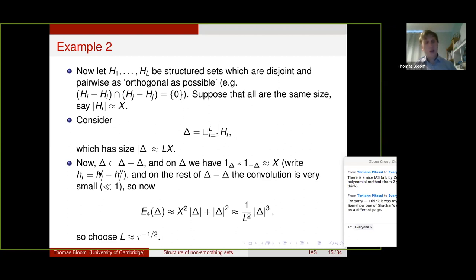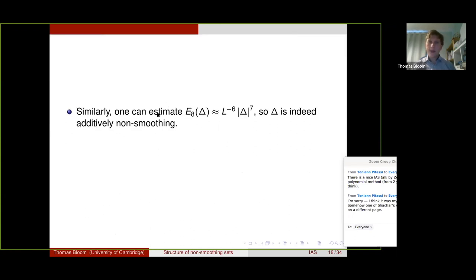So again, you can calculate the convolution. I'll skip the details, but it's, again, an instructive calculation to do. And this time it turns out that E4 of delta is roughly 1 over l squared times delta cubed. So unlike before, where I had the disjoint union of r many translates of the same h, now I'm taking the disjoint union of l many cosets, which aren't necessarily translates of the same ground set h. They could be completely different subgroups. This means that the calculation for the energy changes somewhat. In particular, now I want to take tau to the minus 1/2 many pieces and take the union of them. Similarly, the E8 one can estimate the same way, and it turns out to be tau cubed times delta to the 7.